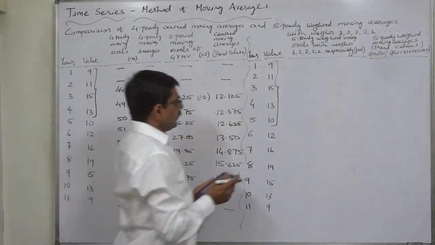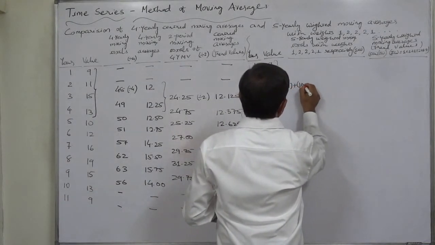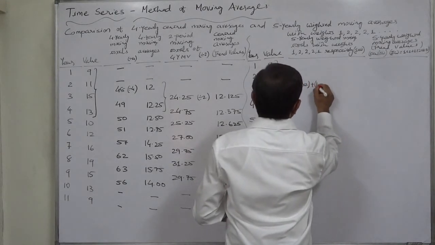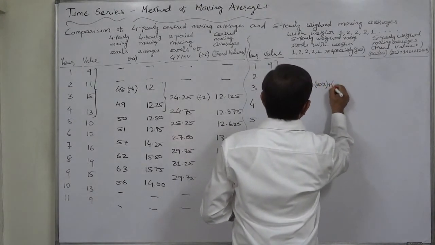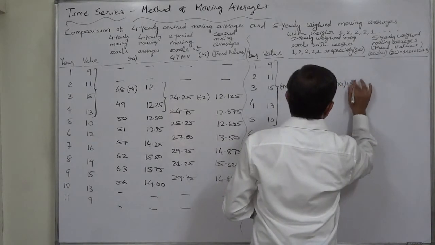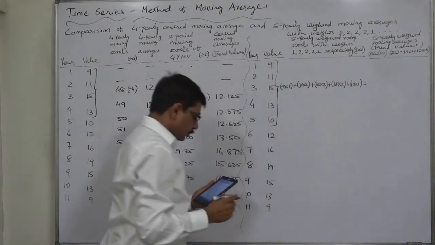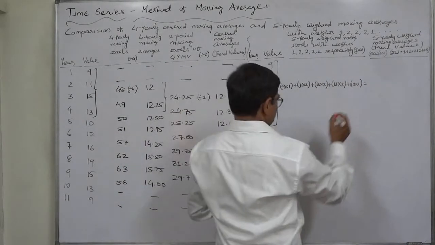Yes? Okay. Now, 9 into 1 plus 11 into 2 plus 15 into 2 plus 13 into 2 plus 10 into 1. And the total comes to 97.